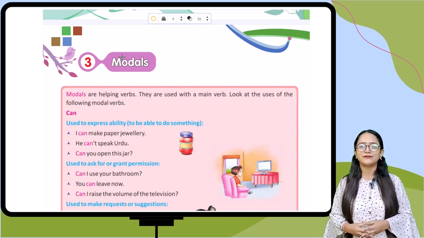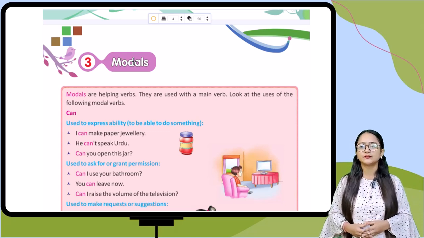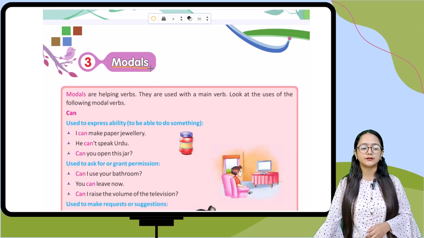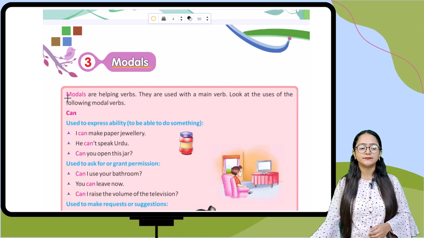I hope you all are fit and fine, and I hope you have completed all the exercises of the previous chapter. So now let's move into the new chapter. The new chapter name is modals. So let's talk about modals in detail.